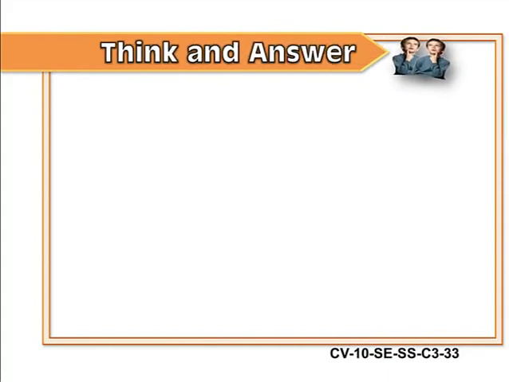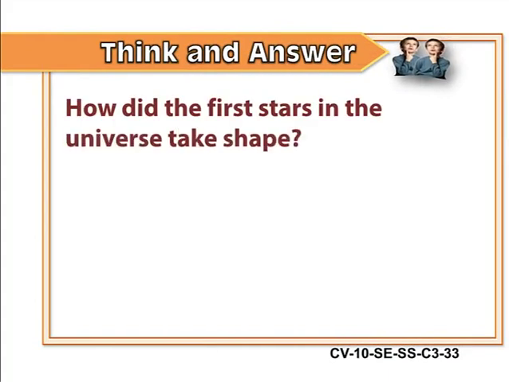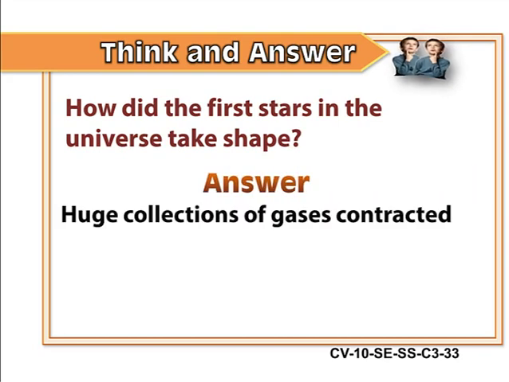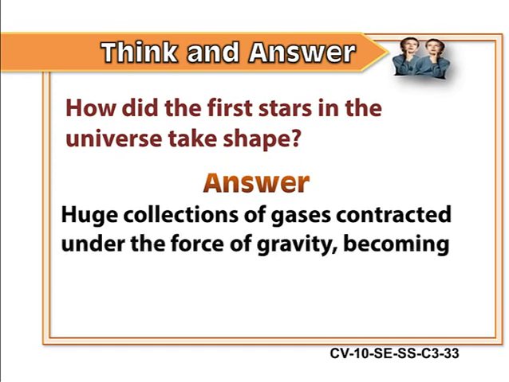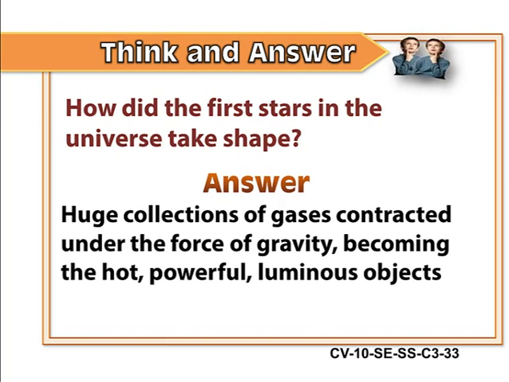Children, now it is time to think and answer. How did the first stars in the universe take shape? Your answer is right. The answer is, huge collections of gases contracted under the force of gravity, becoming the hot, powerful, luminous objects called stars.